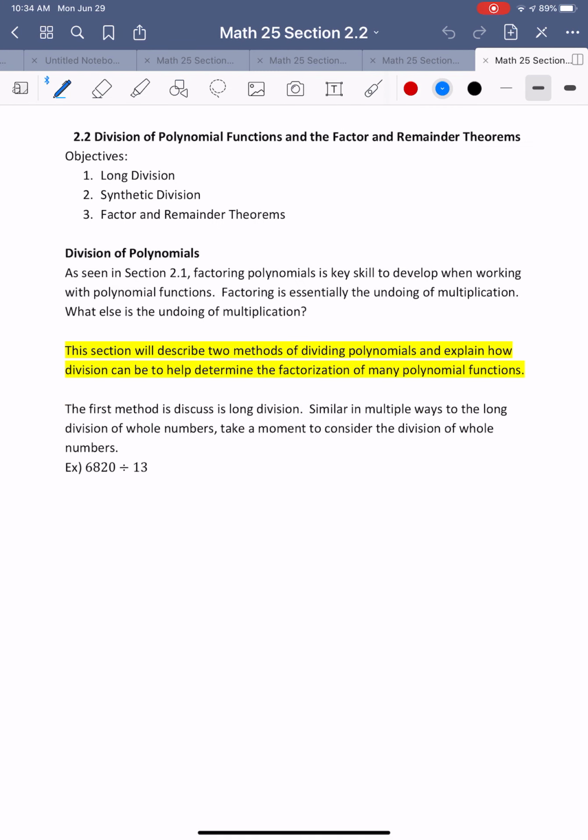Hello, this is 2.2, division of polynomial functions and the factor and remainder theorem. The objectives are long division, synthetic division, and the factor and remainder theorem. So, division of polynomials.